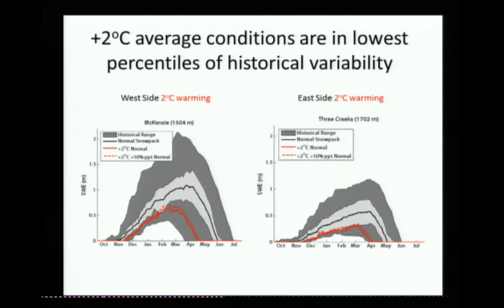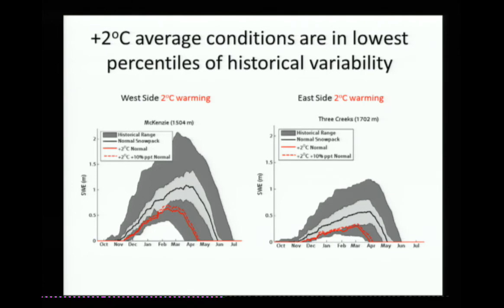And so we can also compare how the modeled 2-degree warming climate snowpack compares to historical variability. And so here I've selected 2 representative locations on the west side and east side. These are SNOTEL stations. So these are monitoring locations that we're using to inform our water resource management decisions with long-term records of snowpack.